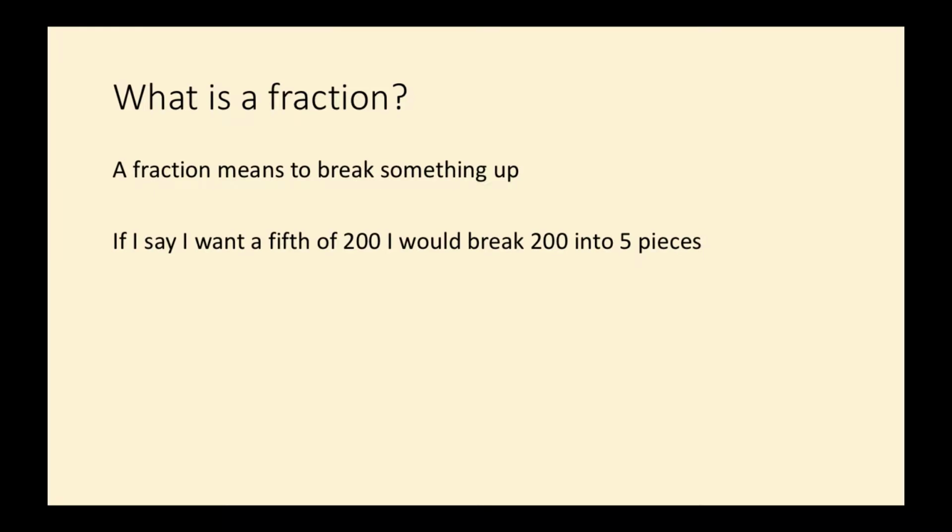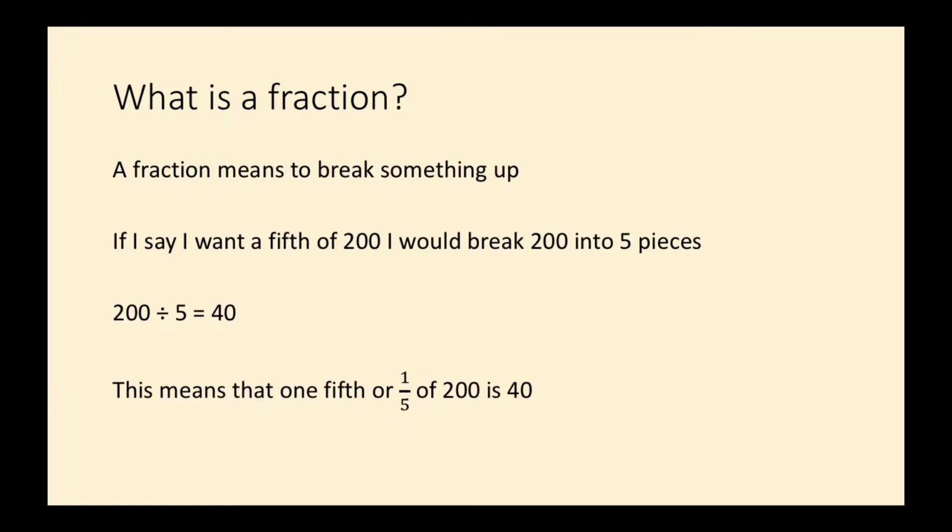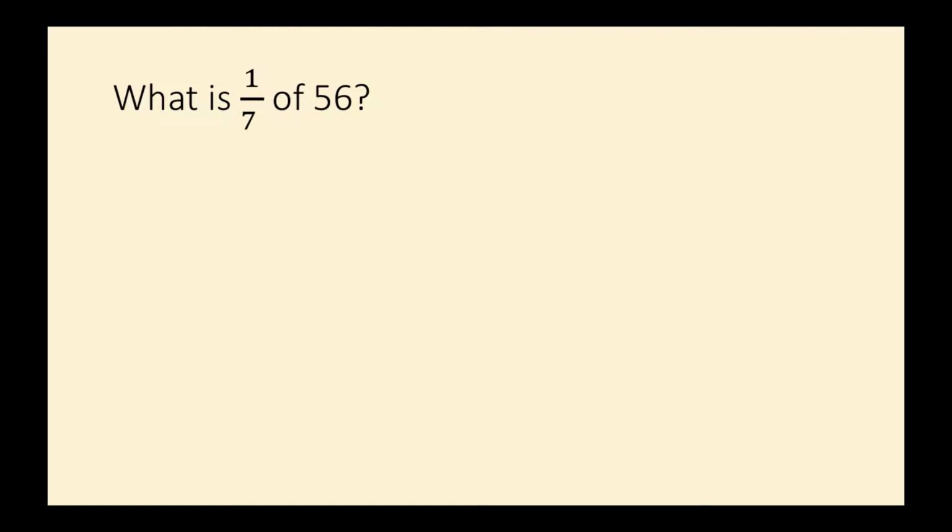If I say I want a fifth of 200, I would break 200 into 5 pieces. So that means I divide. To break up or to share means divide. 200 divided by 5 is 40. This means that 1/5, or a fifth, written like this, 1 over 5, of 200 is 40.